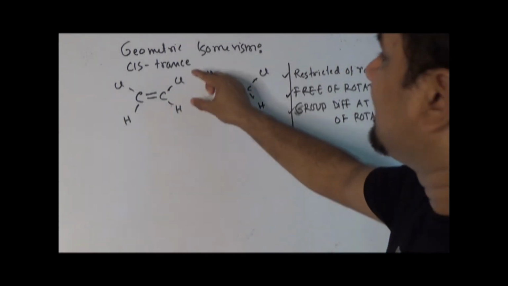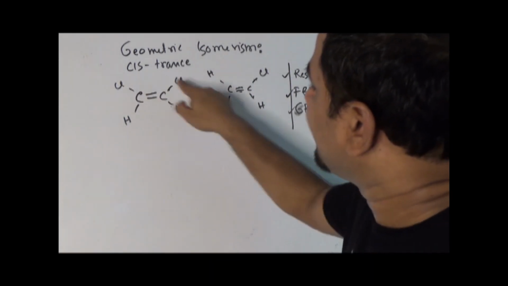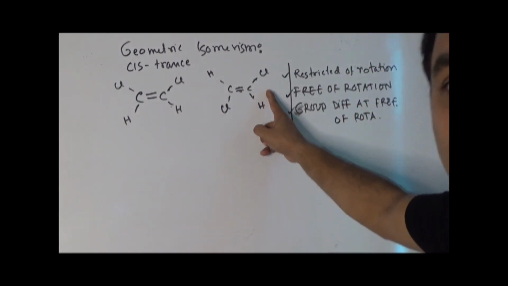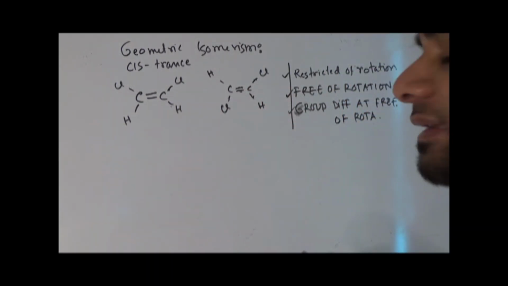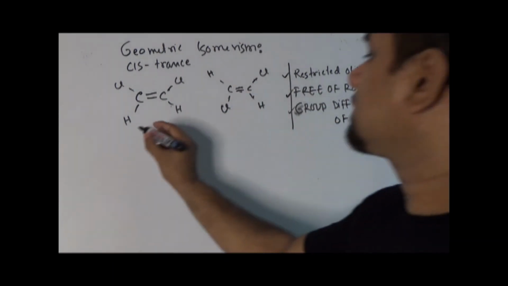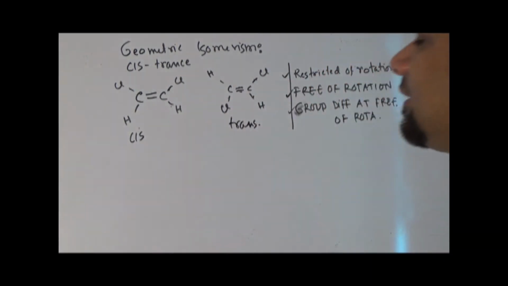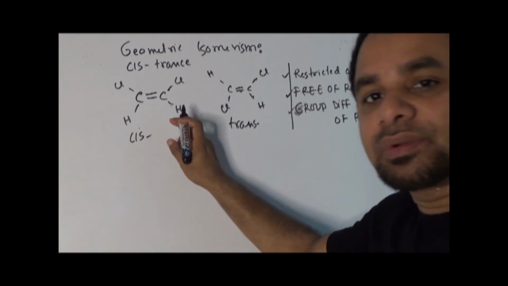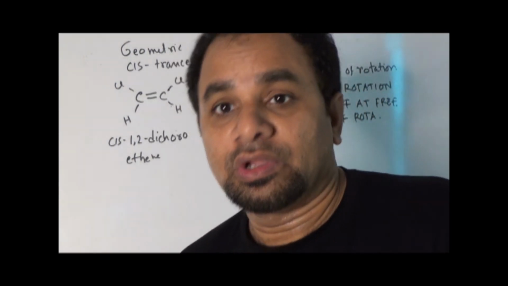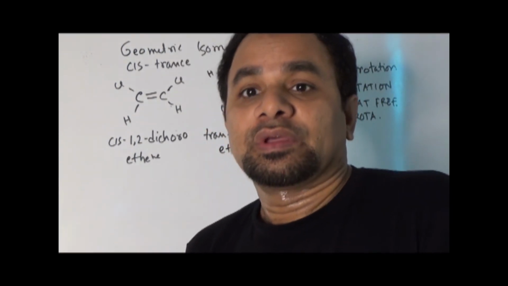But here the arrangement is different: the two chlorines are on the same side, but in the second diagram, the two chlorines are on different sides, the opposite side. So this is called cis-trans. Cis-1,2-dichloroethene. Cis.